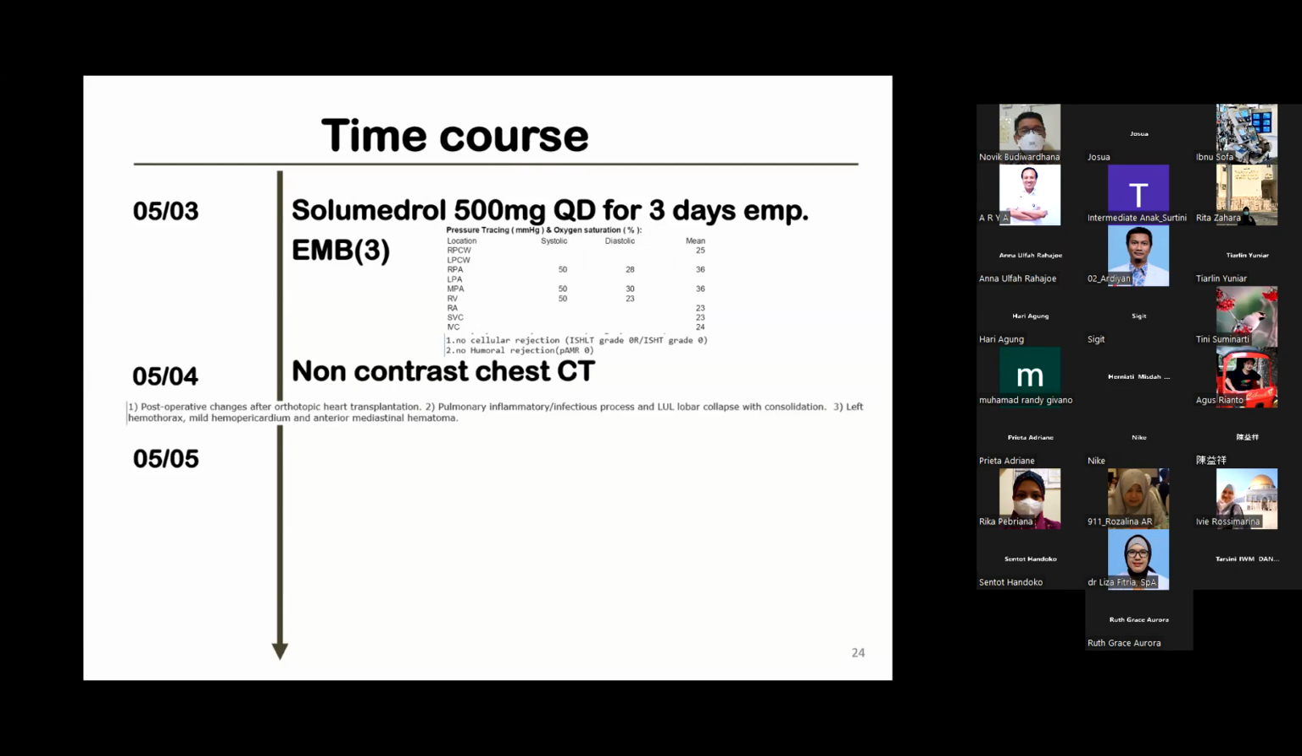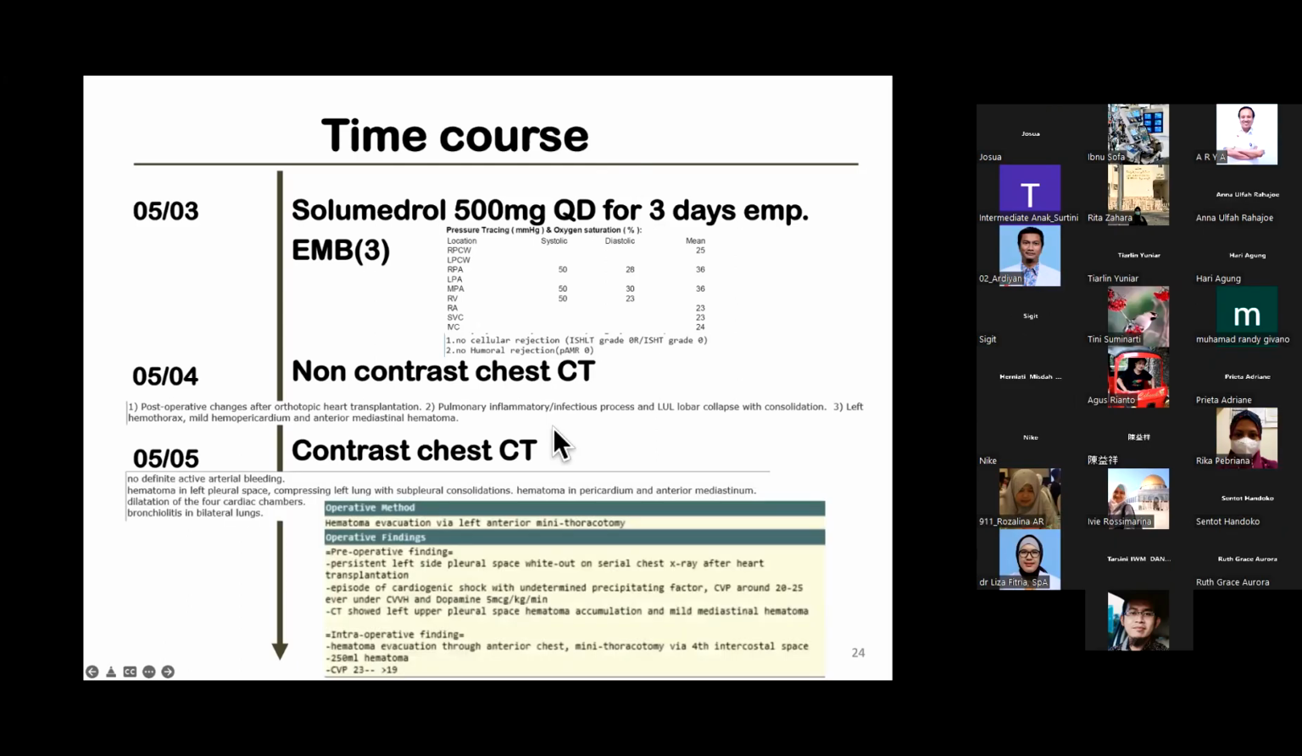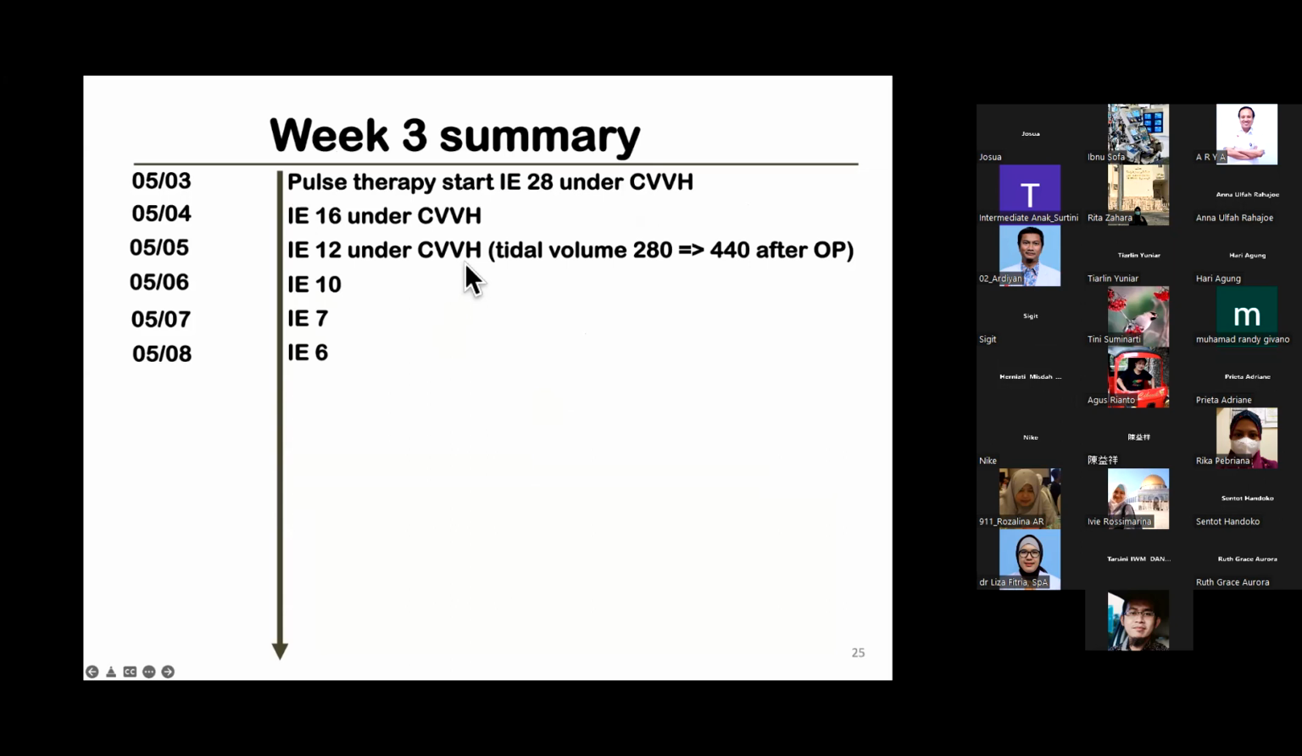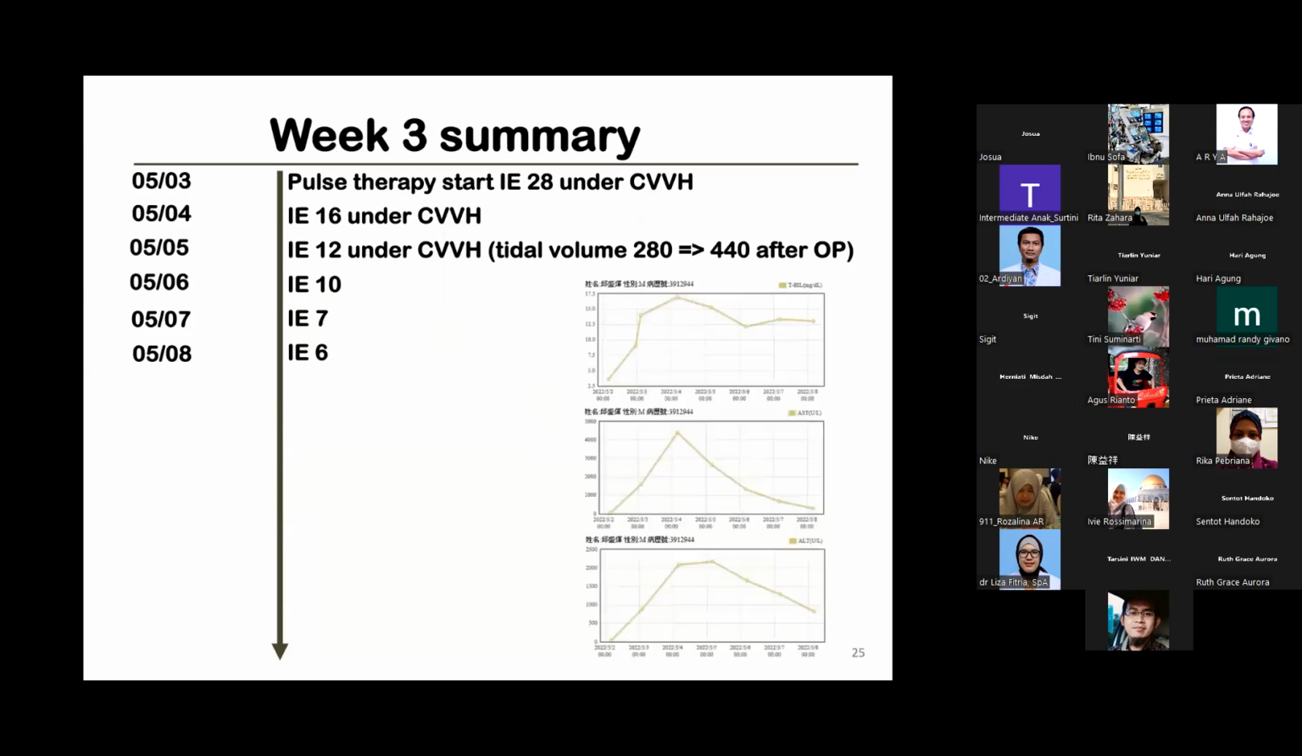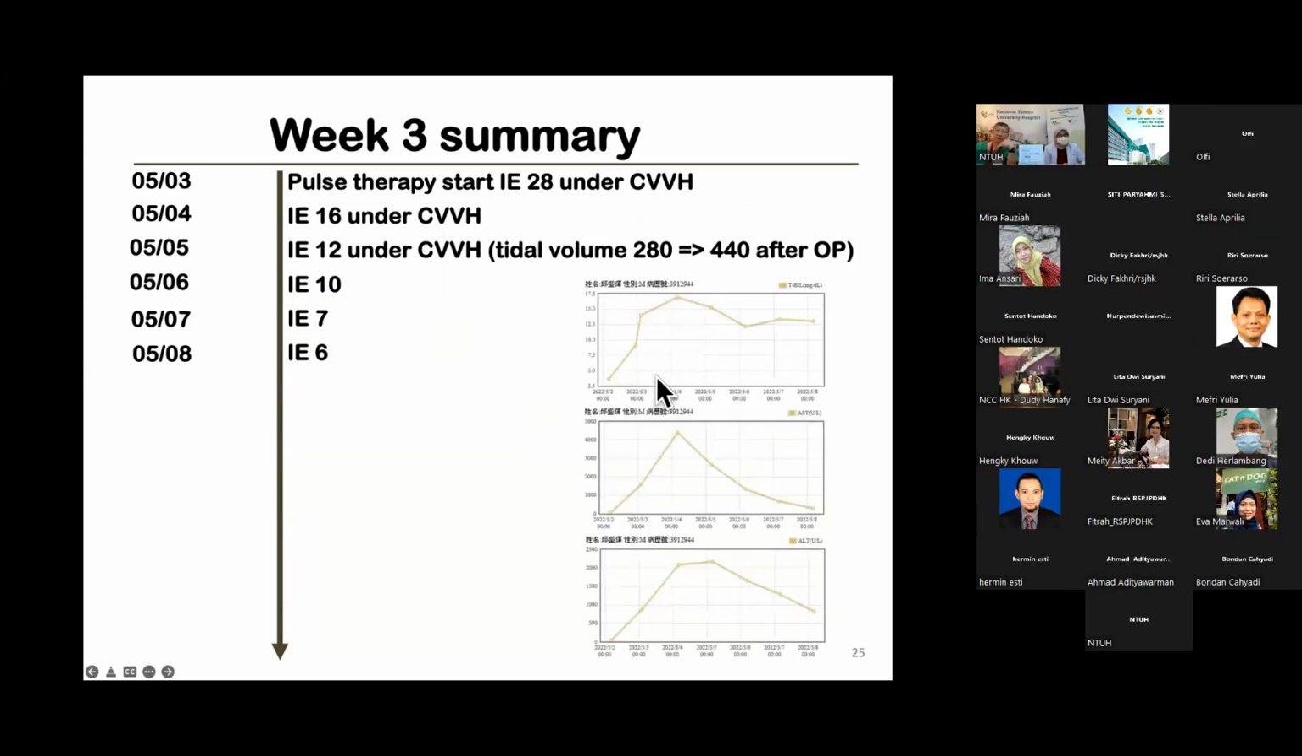I will do a contrast CT. There is some blood clot over the left side. The contrast CT shows the same. So we reopen it, and now we continue to care for the patient. He had some problem with the right groin ECMO wound. Okay, this is what we have. There is some bilirubin rise, and there is some infection source.